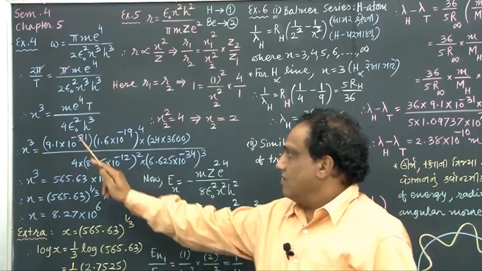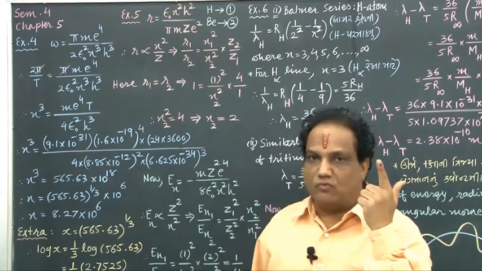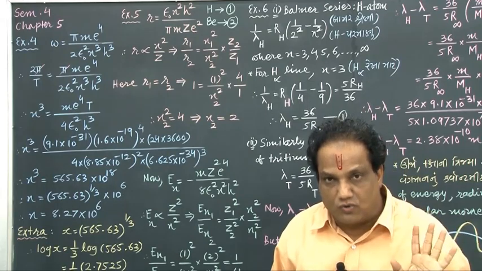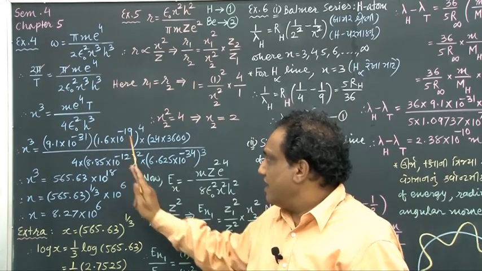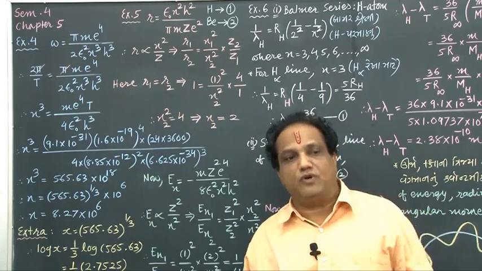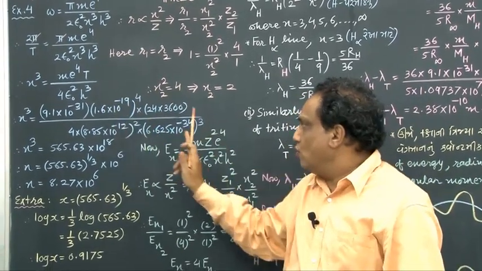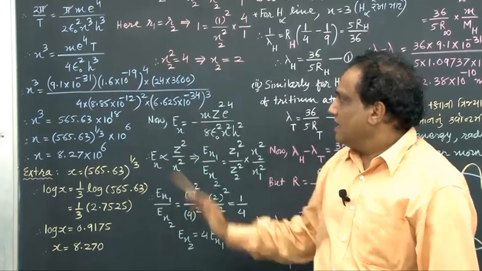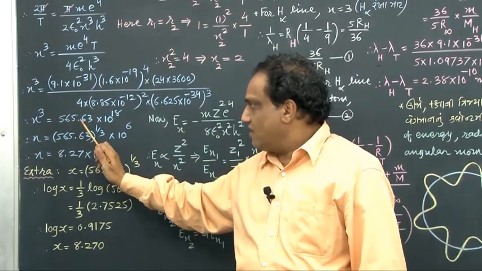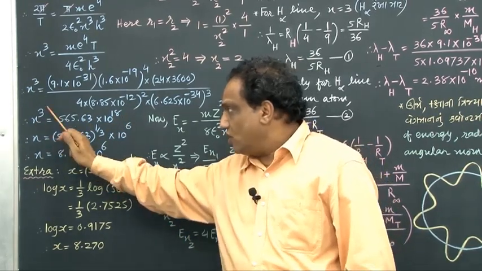Sure? Now divided by 4, what is epsilon 0? Permittivity of vacuum, it is 8.85 into 10 raised to minus 12 Coulomb square upon Newton meter square. It's a square. What about h? Planck's constant, 6.625 into 10 raised to minus 34 joule into second, and it's a cube, correct? Fine. Now if you simplify this, answer is 565.63 into 10 raised to 18, but this is not n, it is n cube.